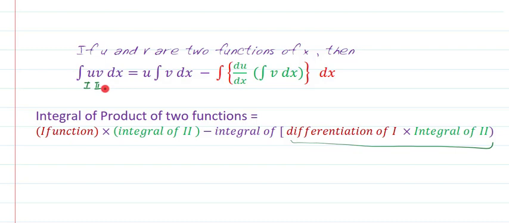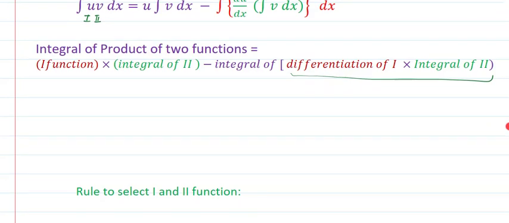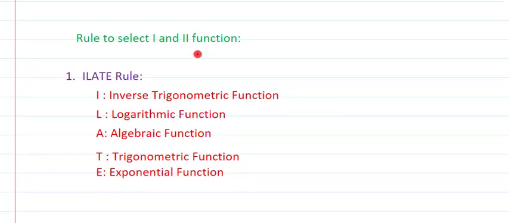So first of all, the product of two functions is given to us, so which one should we call first and which one should we call second? And the second step is to use this rule of integration which is called by parts. Okay, so this is the rule. Selecting the first and second function follows a very important rule, the ILATE rule.